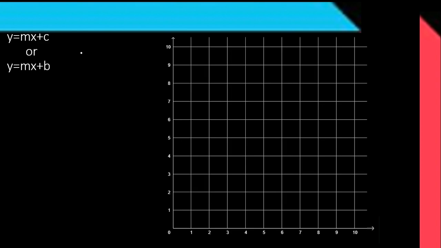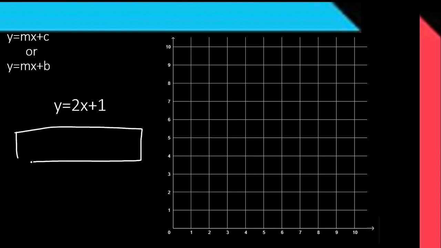Okay, so the first thing we're going to look at is how we can graph using the equation of a line. So let's say we have the equation y equals 2x plus 1. Okay, so there's many ways to graph, and the first way I'm going to show you is how we do it using a table. This is probably the most popular way. So we have x and we have y.